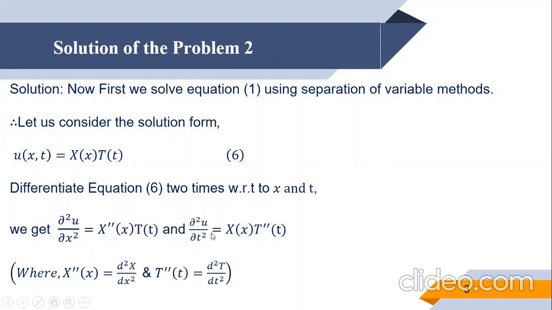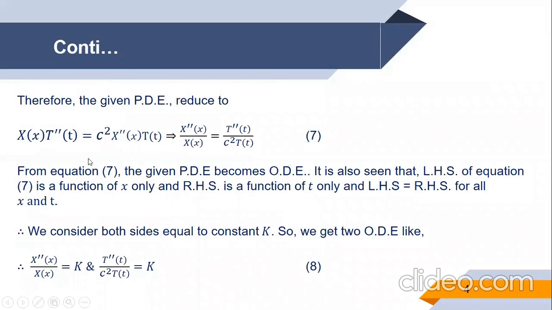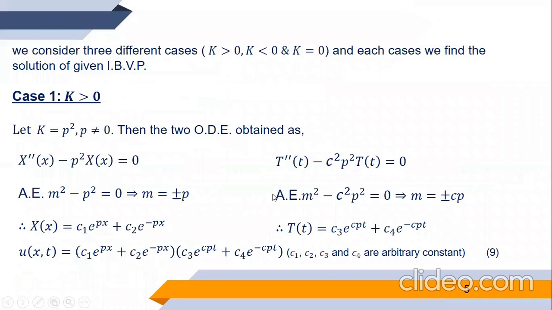Now we input both values in equation 1, then the given PDE is reduced to equation 7. And then we consider k, which is equal to the left-hand side and the right-hand side of equation 7. So we get equation 8. Now we consider 3 different cases: k greater than 0, k less than 0 and k equal to 0, and find a solution of the given initial boundary value problem for each case.